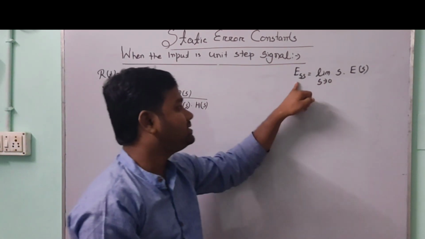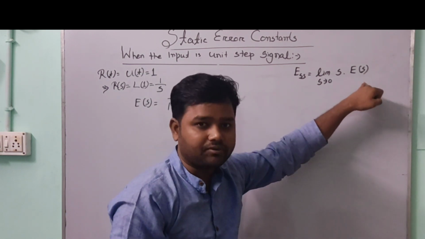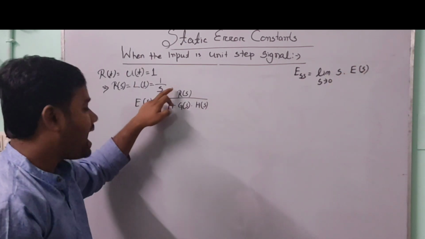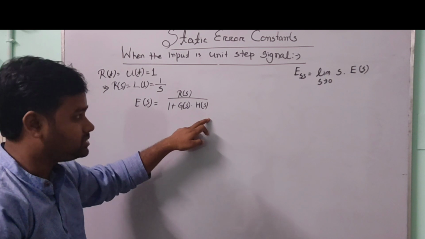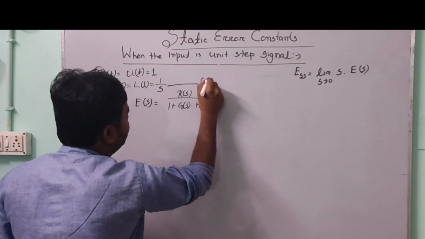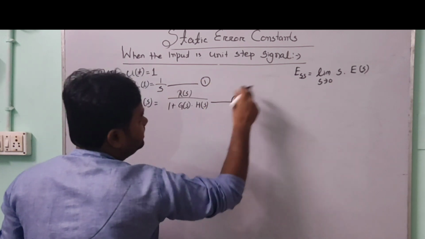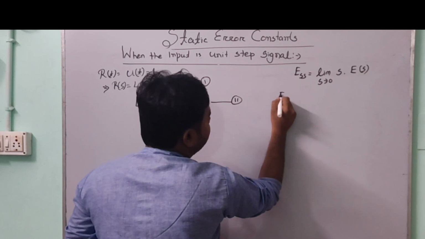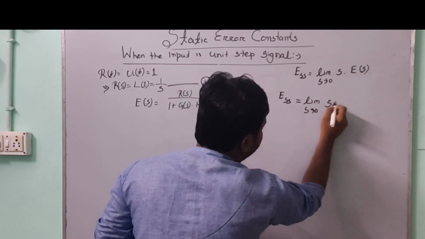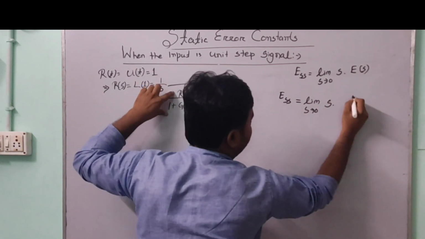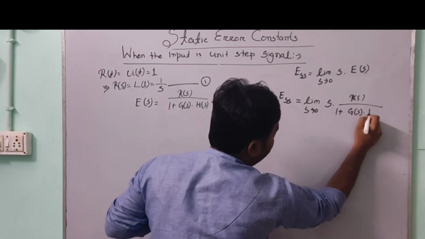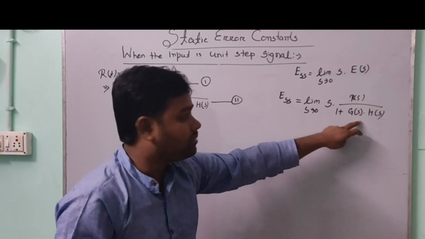We know the formula for ess is equal to limit s tends to 0 s into e of s, as we have discussed. And we know that the formula for e of s is equal to r of s divided by 1 plus g of s into h of s. If I put this formula, equation 1 for r of s and equation 2 for e of s, in this equation, I can get ess is equal to limit s tends to 0 s into e of s. E of s is equal to this one, r of s divided by 1 plus g of s into h of s. This one is the formula.